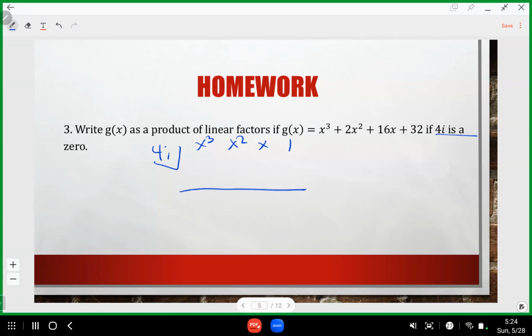You put 1, 2, 16, and 32. Bring the 1 down. I mean, you do it the same way, don't you? 4i. Right. 4i, and then this is 2 plus 4i. Okay, can you now proceed?